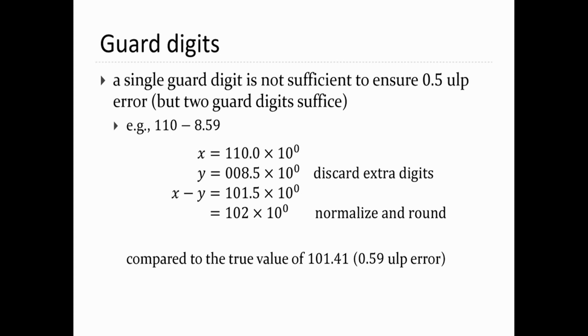And so it turns out if you're working in base 10, you need at least 2 guard digits to ensure 1/2 ULP error.